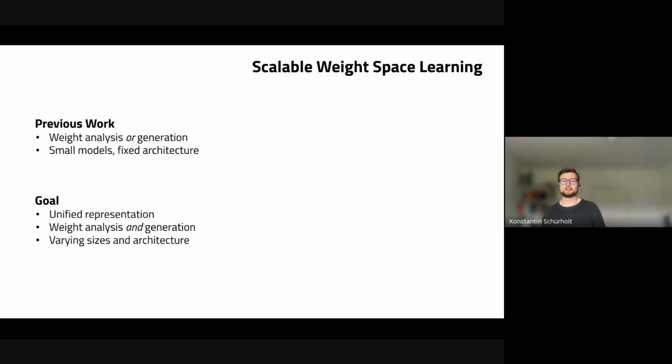So when we started working on this problem, what we found was that existing work, including our own, usually focused on either weight analysis or weight generation. This could be explicit, that a method is just designed for one or the other, but it could also be implicit, that it could do both, but it usually prioritizes one or the other. And most methods worked on small models with usually fixed architectures as well, which in this landscape that I presented before is scope reduction. That's totally fine, it's totally valid. But what we wanted to achieve with that particular work was to loosen the constraints a bit. Work towards unified representations, a model that could do both weight analysis and generation, and a model that would be able to deal with varying sizes and architectures as well.